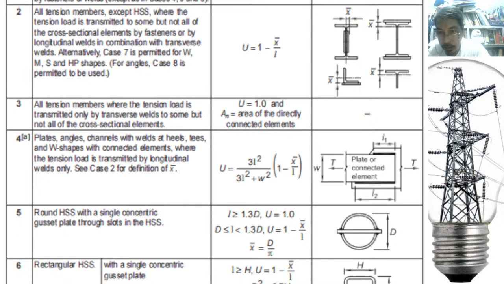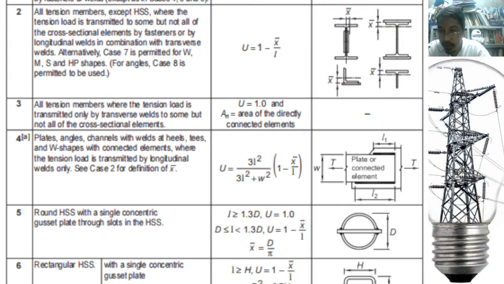Case 3 says that all tension members where the tension load is transmitted only by a transverse weld, transverse. So, case number 2 is longitudinal transmission, okay? So, the tension load is transmitted longitudinally in case 2, while in case 3, it is transmitted transverse. As you can see, U is equal to 1 if you are in case number 3. So, what about case number 4? Plates, angle, channels with welds.